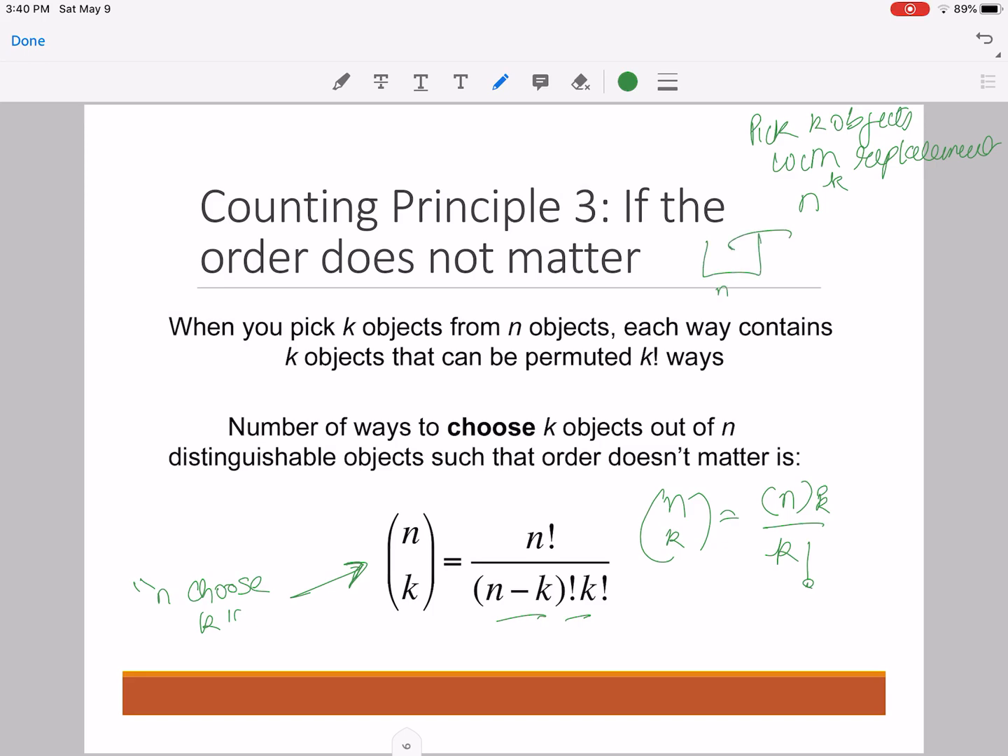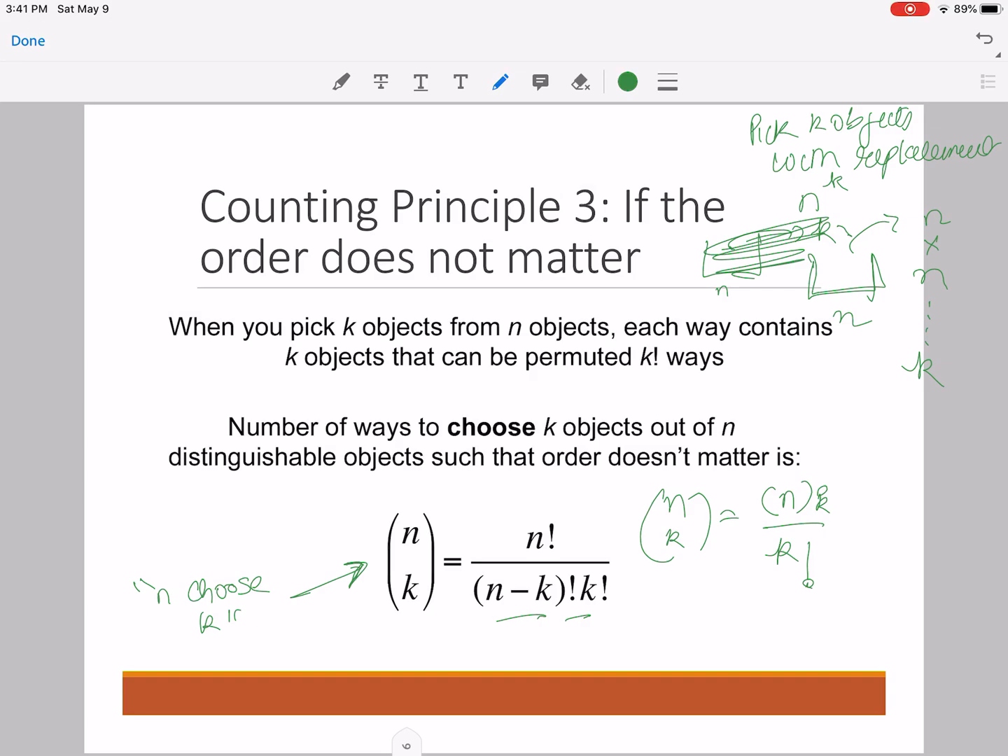The first time that you pick, there are k possible outcomes. The next time you pick, let's say that you have a container that has n objects. The first time that you pick, there are n ways. The next time that you pick, there are again n ways, and if you were to do it k times, there are k sub-experiments here, with each sub-experiment having n total ways.